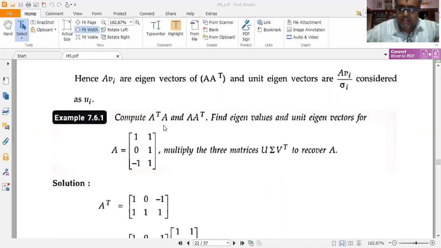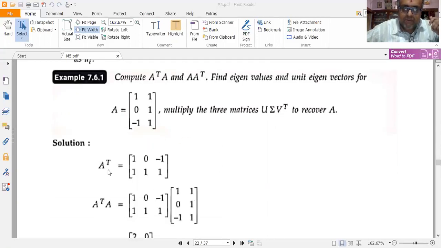I have to compute A transpose A and A A transpose, find the eigenvalues and the unit eigenvectors, and then find the SVD decomposition. Then after I get A equal to U sigma V transpose, I have to multiply these three, U sigma V transpose, to get back A. That would be my last verification. So I have been given a 3 cross 2 matrix, A equal to [1 1; 0 1; -1 1].